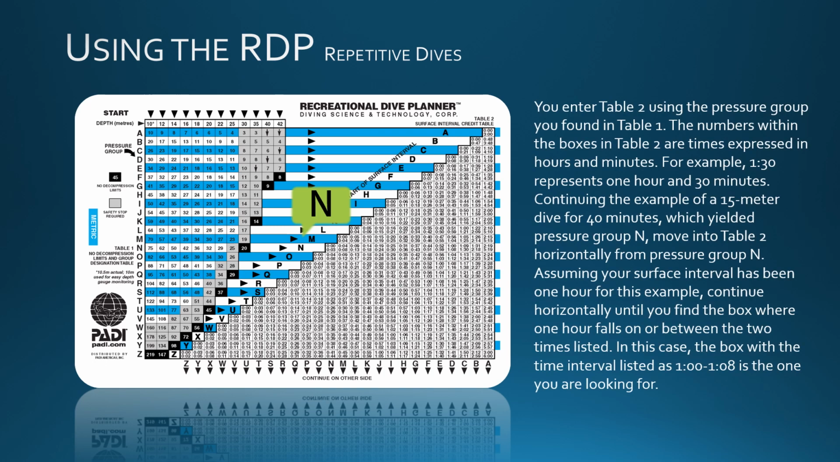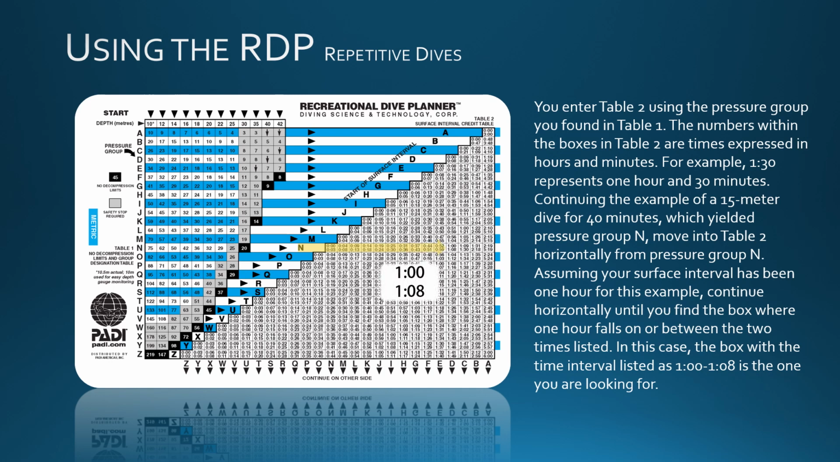Now, we're going to slide over to Table 2 on the SLATE. This is where we find out our pressure group after our surface interval. That's the time we spend above the water before we go on our next dive. Since we surfaced in pressure group N, we enter Table 2 from row N. Let's say we stay on the surface for 1 hour. Follow row N along until you find the box where 1 hour falls between the two times listed.